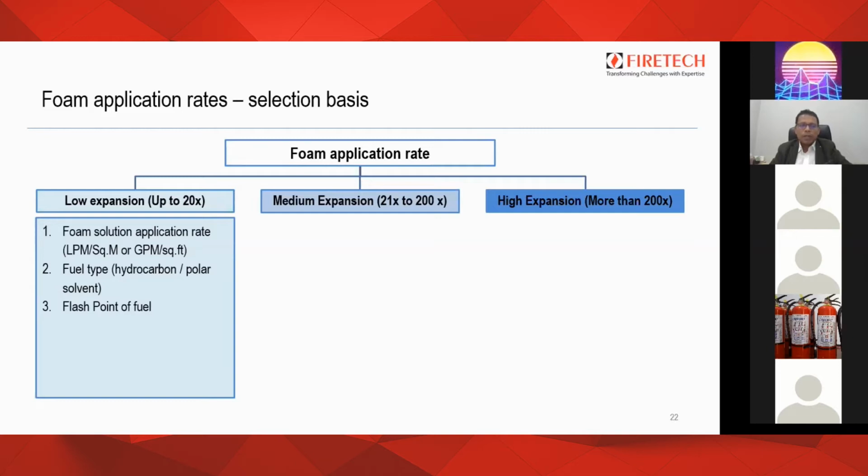Now here the foam application rate is either defined in LPM per square meter, that is liter per minute per square meter, or GPM per square feet, that is gallons per minute per square feet. So either of the units are used for defining how much foam solution should be applied into the area.